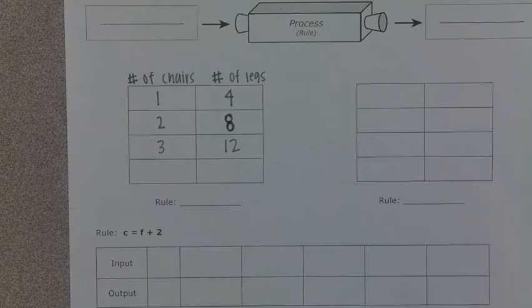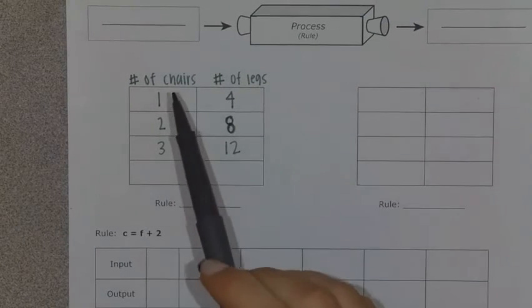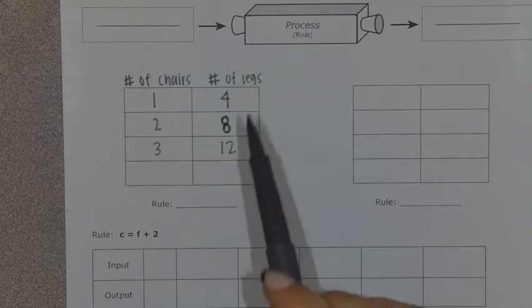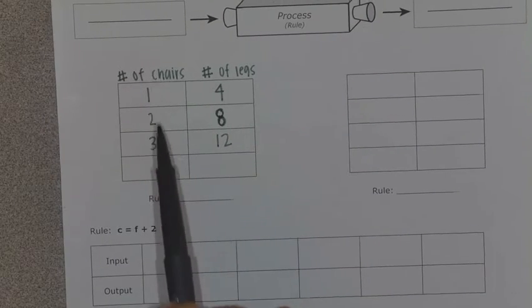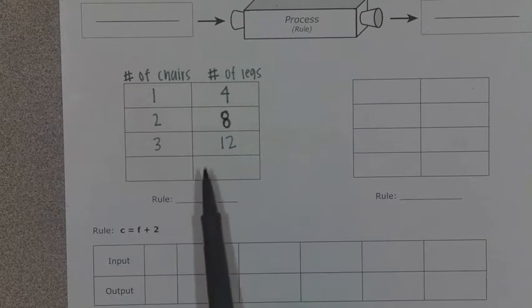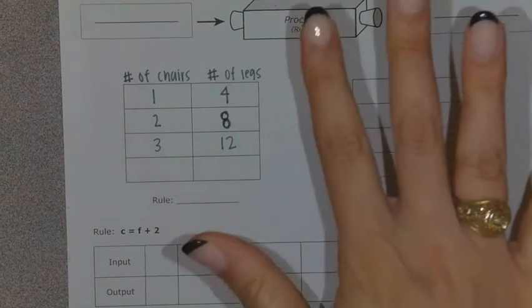So we need to look for a rule, a pattern, a connection, something between the number of chairs and the number of legs. I want you to take 5 seconds with the people sitting at your table, decide, how am I going from the number of chairs to the number of legs? Takes 5 seconds, go.